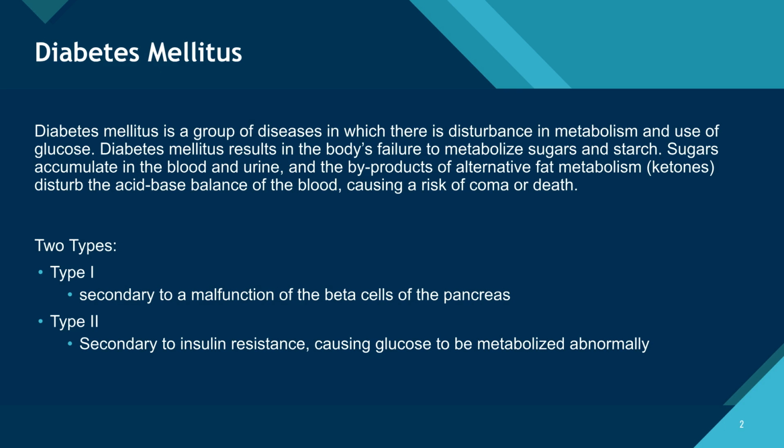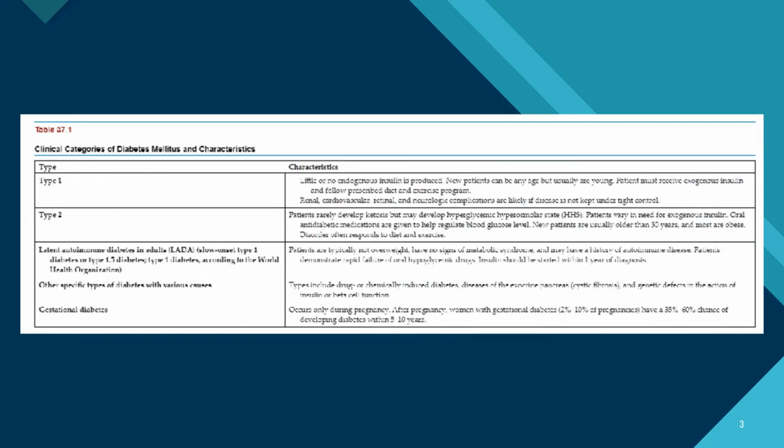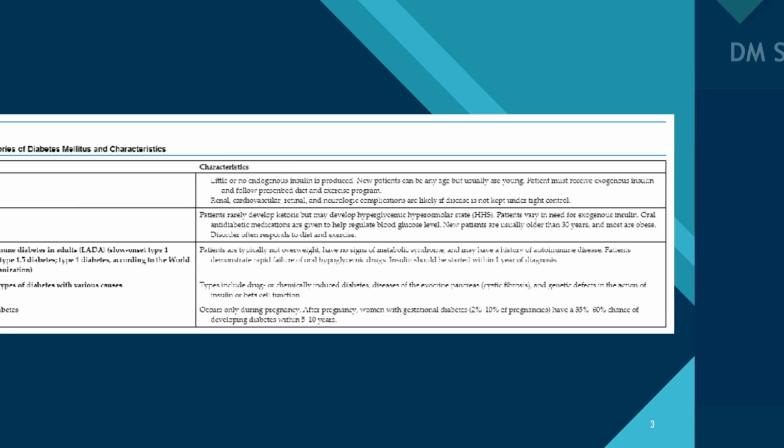There are two main types. Type 1 is secondary to a malfunction of the beta cells in the pancreas. Type 2 is secondary to insulin resistance, leading to abnormal glucose metabolism. This table outlines the clinical categories of diabetes mellitus and their characteristics, including type 1, type 2, latent autoimmune diabetes in adults, other specific types, and gestational diabetes.